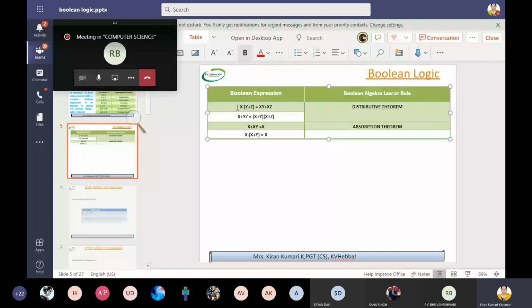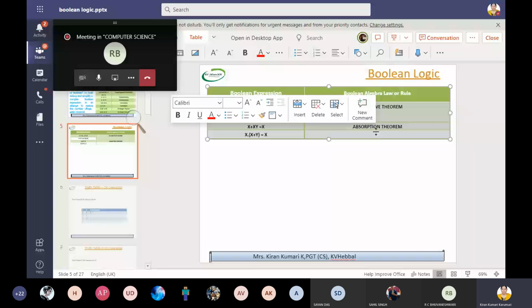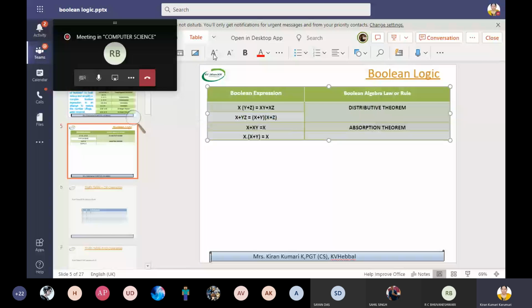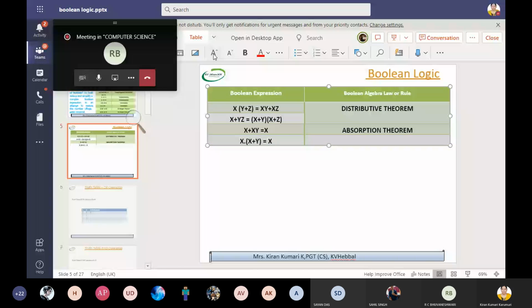And right, next absorption. So one variable is absorbed by the other one. Okay, so that is the absorption theorem. Now if you see, x plus xy is x. The final result you will get is x. So y is absorbed by x. Got it? Okay, and if you find the dual of that, that also will hold true.